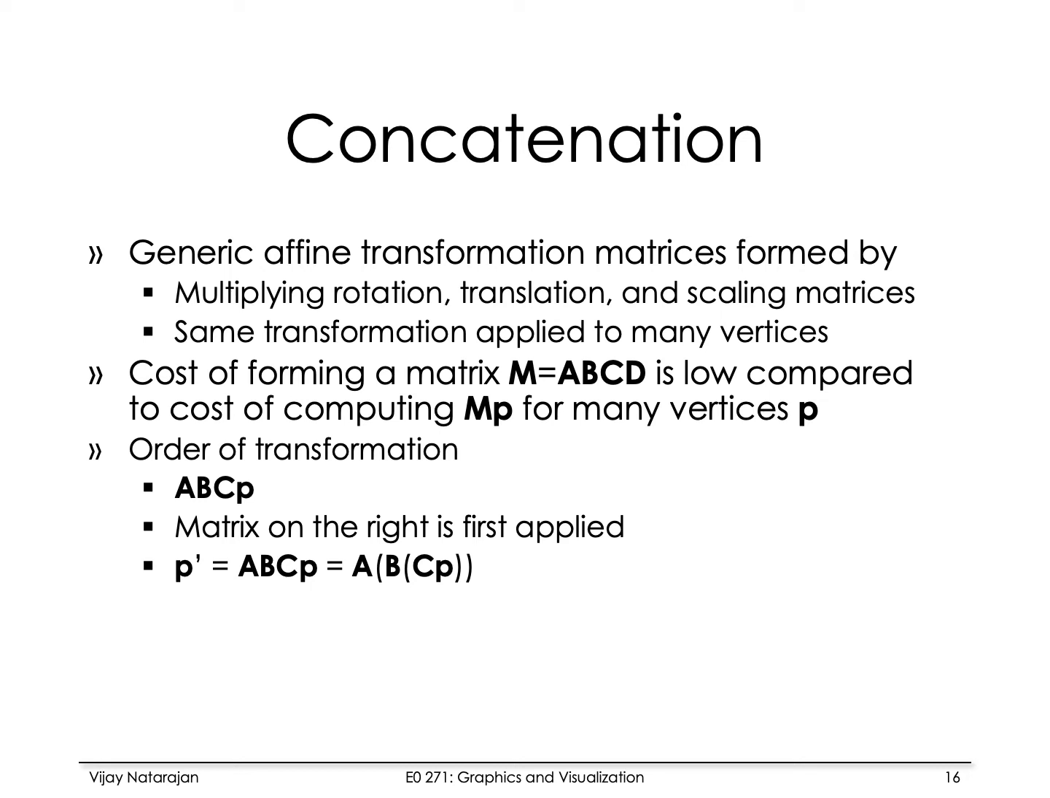So the next question that comes up is, in what order do we concatenate? Let's look at a matrix M which is equal to ABC. If ABC is applied on a vertex P, it's clear that the matrix that is on the right is applied first. So C is applied first, followed by B, and followed by A. Right? So this right to left order is important to understand and be aware of.